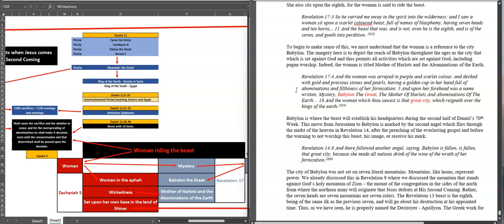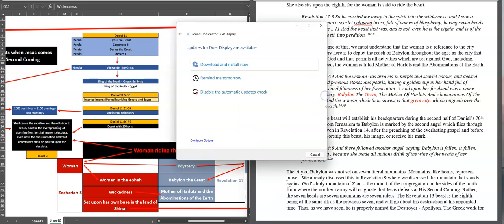Revelation 17:4, the woman was arrayed in purple and scarlet color and decked, so she's royalty, is decked with gold and precious stones and pearls, having a golden cup in her hand full of abominations and filthiness of her fornication. Upon her forehead was a name written, Mystery, Babylon the Great, the mother of harlots and the abominations of the earth. So there's 3 descriptions of the woman. What is the mystery of the woman?